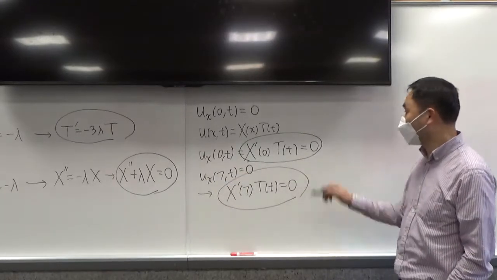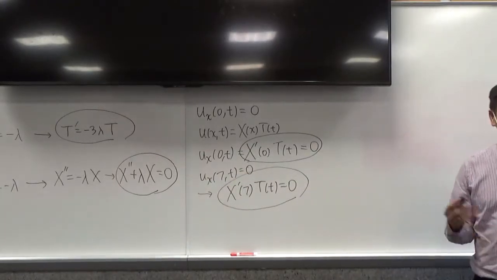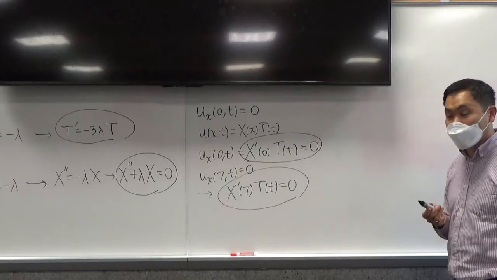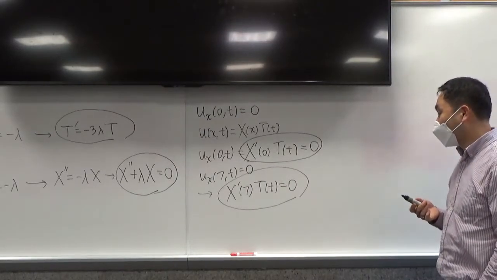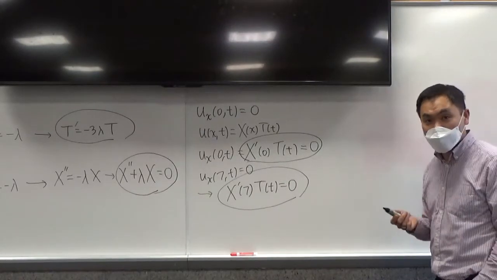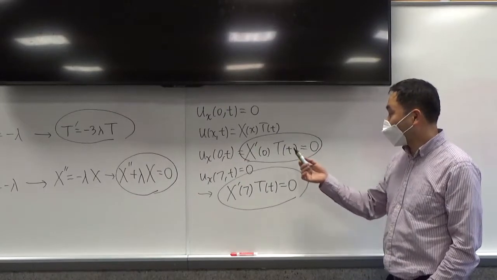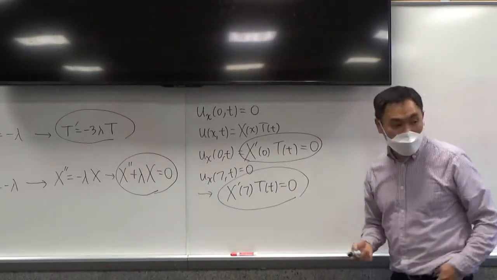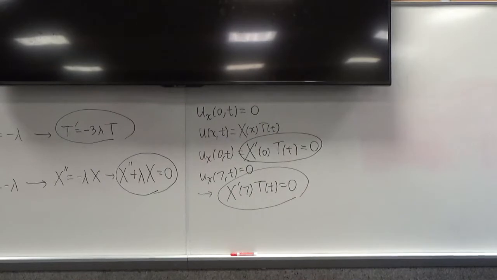So we have these two conditions. And whenever you have a product of two things, that means one of them has to be 0, right? So it's either X prime of 0 equals 0 or T of t equals 0. However, we don't like one of them. Which one? T of t equals 0. We don't want T of t to be 0. Why? Because then it's trivial, because then u of x, t will be just 0, right?